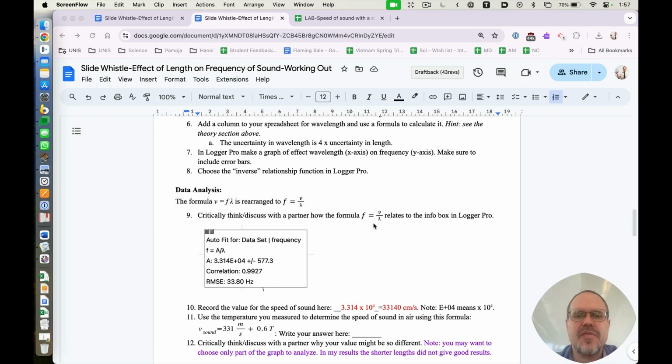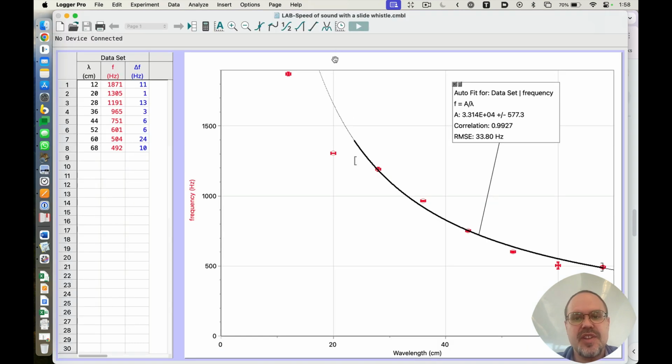In the video f equals v over lambda, frequency is proportional to 1 over wavelength. And that's why we get this graph here. In DP physics, we want to linearize graphs. We're going to change this curve into a straight line. If we know that frequency is proportional to 1 over wavelength, or some constant over wavelength, we're going to make the x value 1 over wavelength.